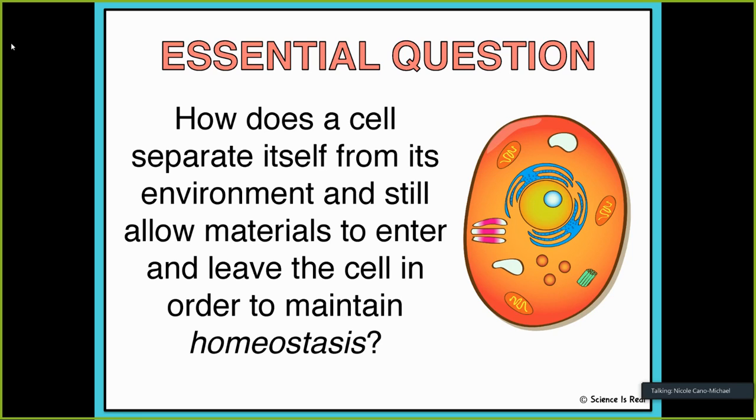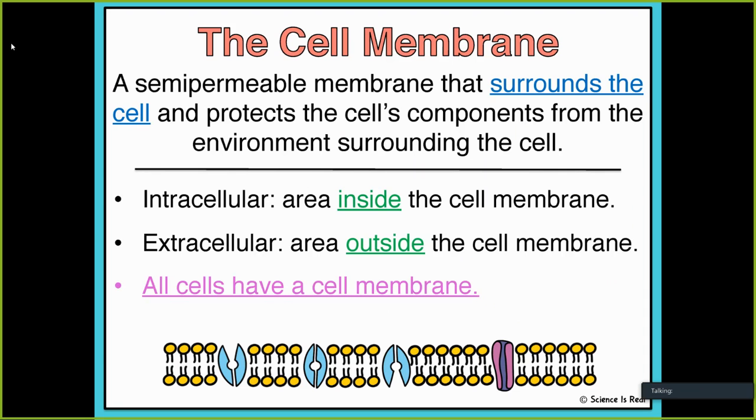All right, so hopefully you have your note catchers on. Cell membrane: a semi-permeable membrane that surrounds the cell. So we are on part A, number one. The semi-permeable membrane surrounds the cell and protects the cell's components from the environment surrounding the cell. So the cell membrane basically separates the cell from its outside environment.